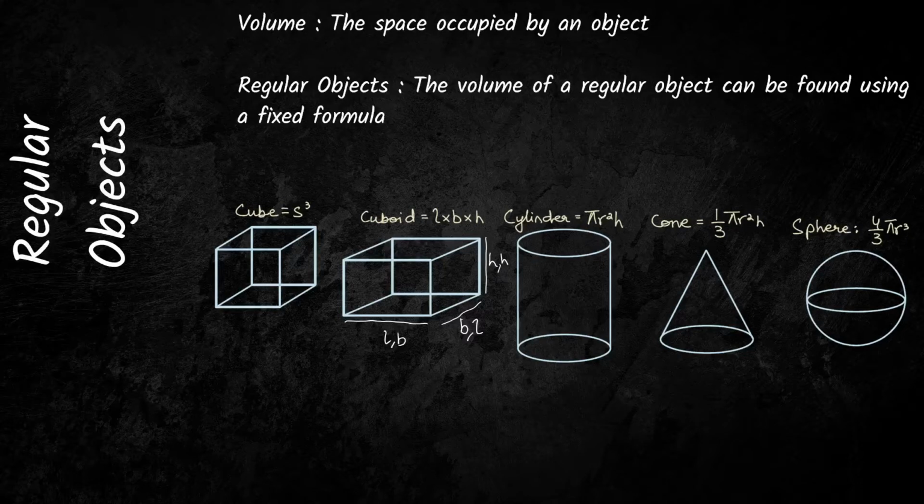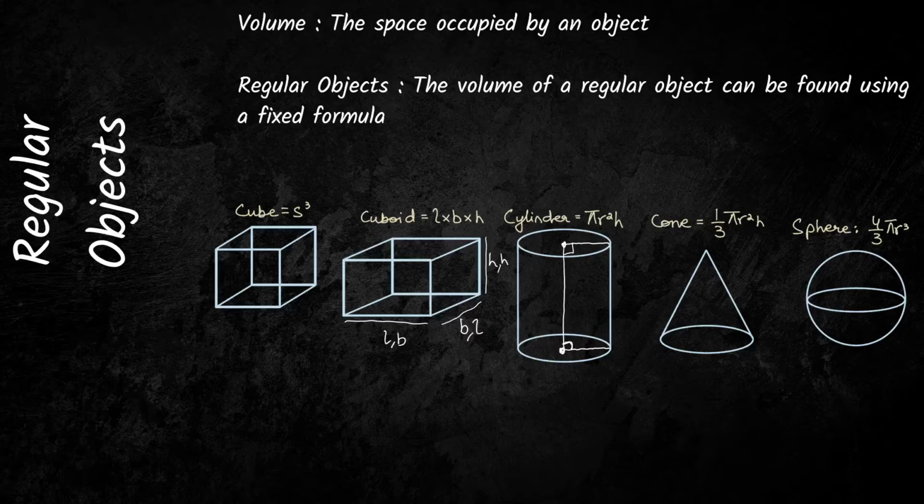The next shape is a cylinder. For a cylinder, the volume is pi r squared h, where r is the radius of either the top face or the bottom face, and the height is the distance in between the two faces. Of course, the height is going to be perpendicular to both the faces as well.